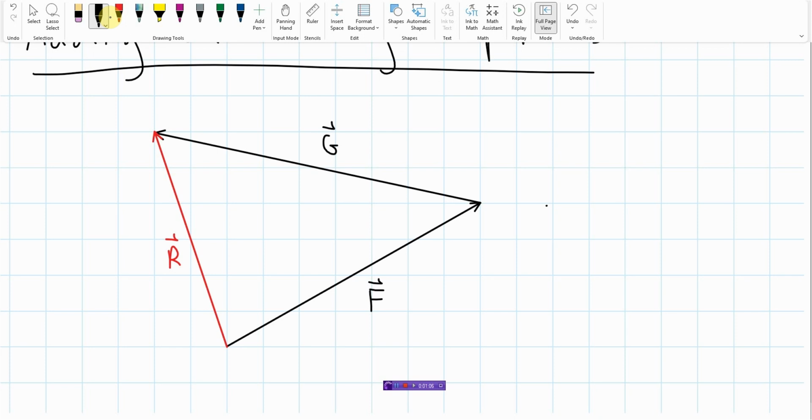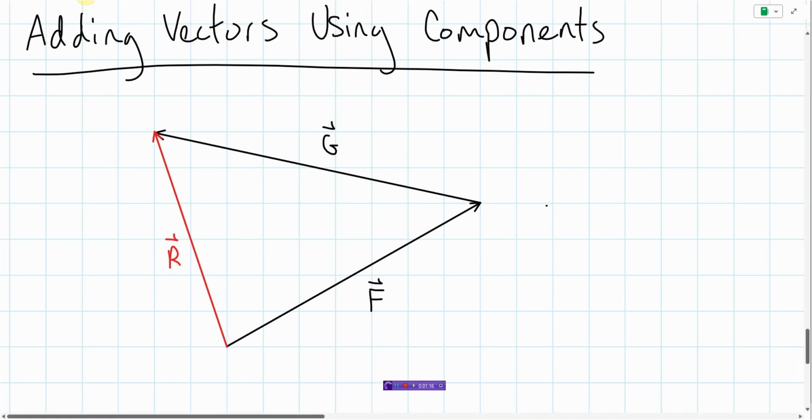Now, to do adding by components, I do need some angles. I'm not going to draw them right now, but I will when I'm done, okay? First, I just want to conceptually show you vaguely what we're going to do.